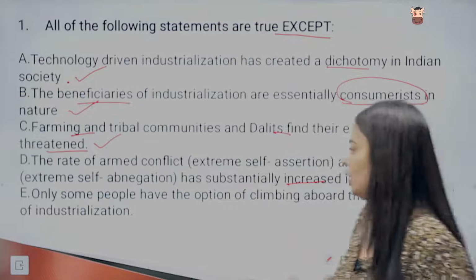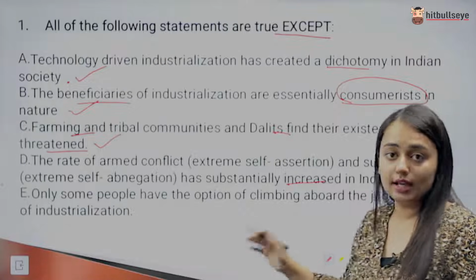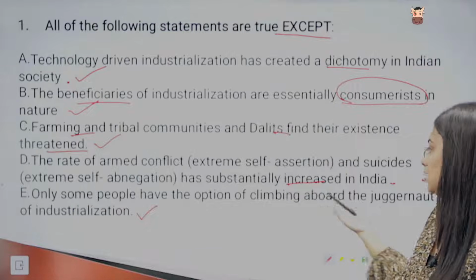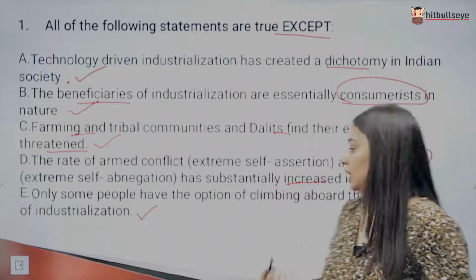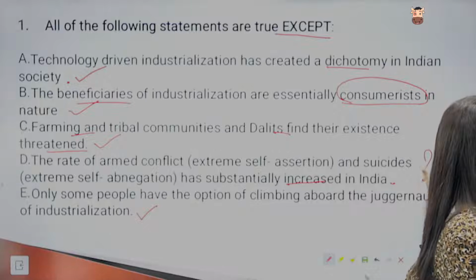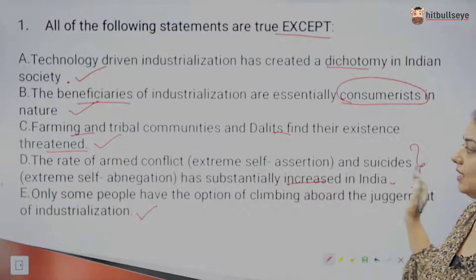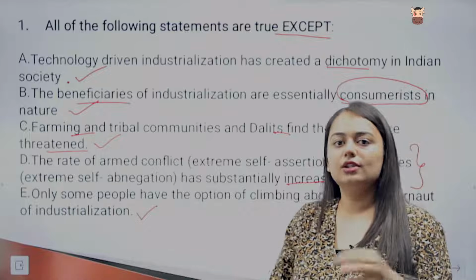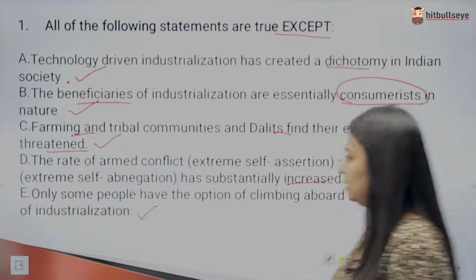Let's read the last one. Only some people have the option of climbing aboard the juggernaut of industrialization. Yes, we agree with this line also, that not everyone can climb aboard the juggernaut of industrialization. Not everyone is that privileged to opt for this. So this is also a true line. So this makes clear that this line is the exception. This line is not stated in our passage. So this is the answer. Option number D.